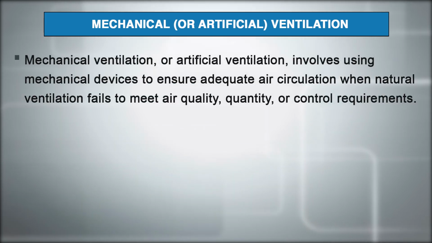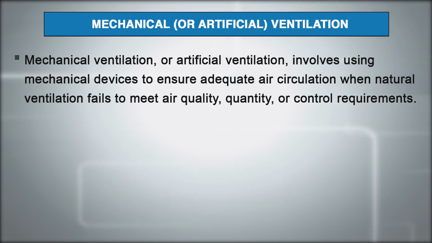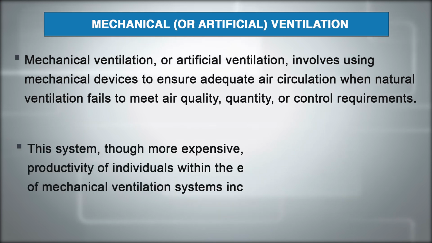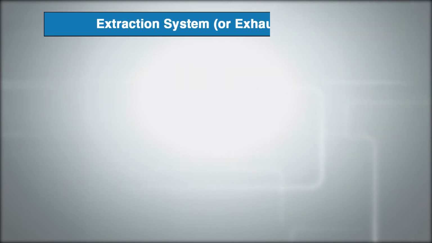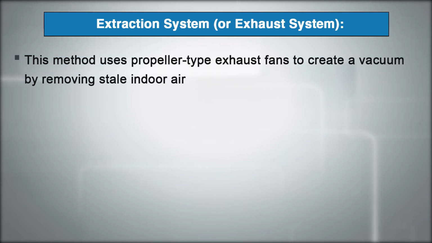Mechanical ventilation involves using mechanical devices to ensure adequate air circulation when natural ventilation fails to meet air quality, quantity or control requirements. This system, though more expensive, significantly enhances the productivity of individuals within the environment. The main types of mechanical ventilation systems include the extraction system or exhaust system. This method uses propeller type exhaust fans to create a vacuum by removing stale indoor air.